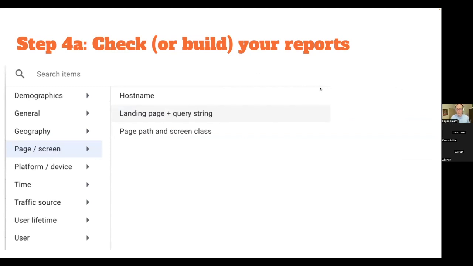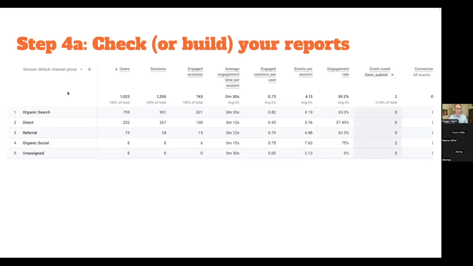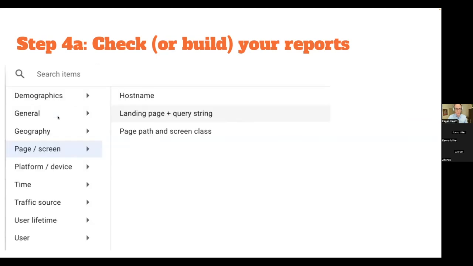Here's a pro tip, and I'll hop in and show all this in just a second. You can then add what we used to call, I think, a secondary dimension in Universal Analytics. Okay, I've got this default channel group, which is how they group source medium together. So like Bing organic, Google organic, DuckDuckGo organic, that's all going to be under organic search, right? And if I want more specifics, show me the page.